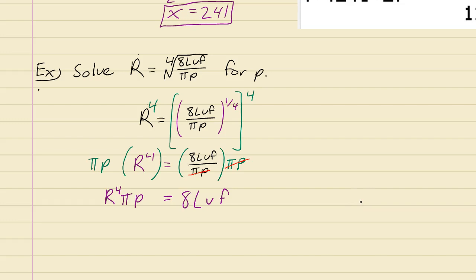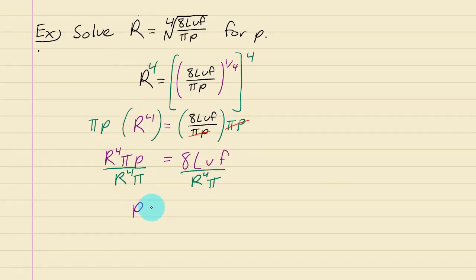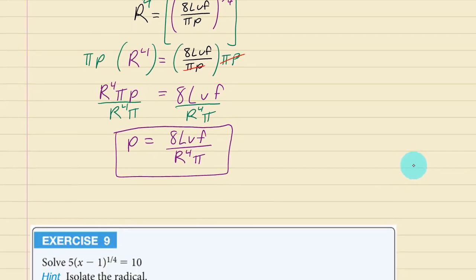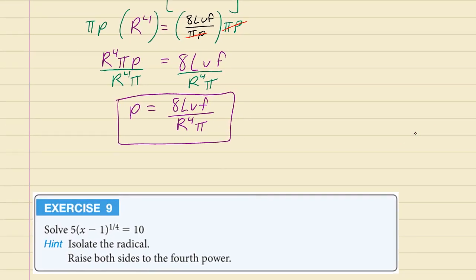And now if the goal is to get that p all by itself on one side, all we need to do is divide both sides by everything else to cancel out that multiplication by that stuff. And that gives you a formula that looks like p equals that whole thing, 8LVF over r to the 4th times pi. And that's what the answer there should look like. And that's that. Now for next, you've got an exercise to try on your own.